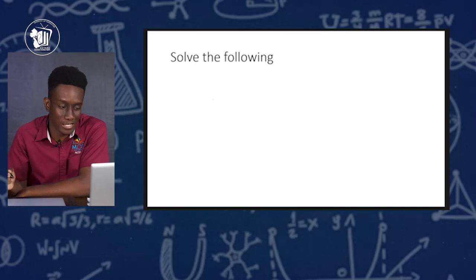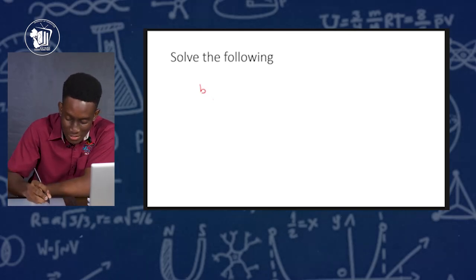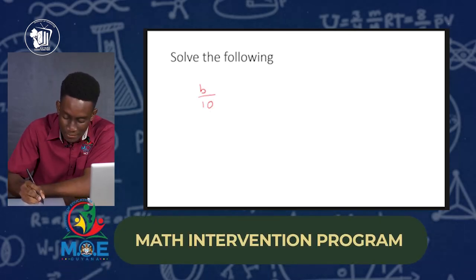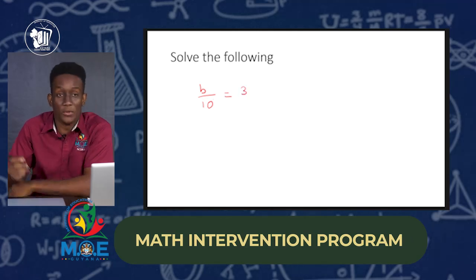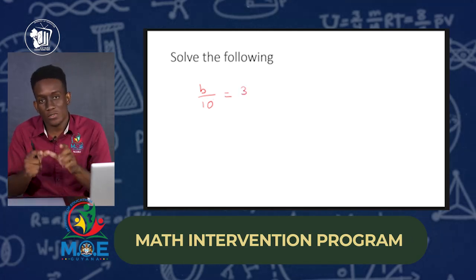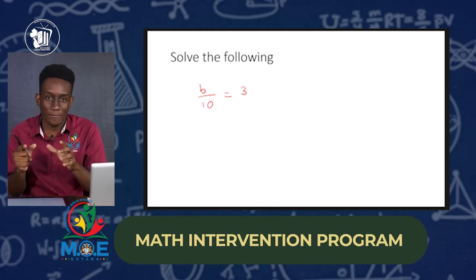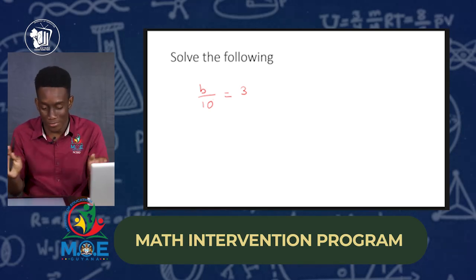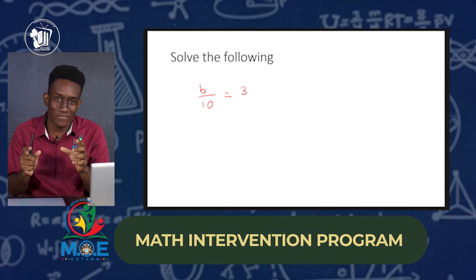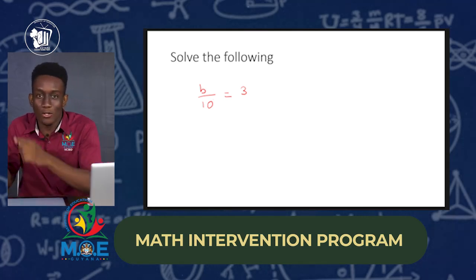So let's do another example. So we have b divided by 10 is equal to 3. And we want to solve for b. So we see the 10 now is dividing. We want to get rid of everything surrounding the b, which is the unknown. So the 10 is dividing. So we take this 10 over the equal sign.